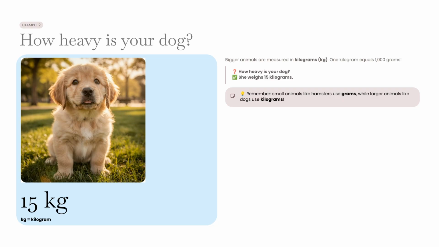Example 2. How heavy is your dog? It weighs 15 kilograms. Bigger animals are measured in kilograms. 1 kilogram equals 1,000 grams. Small animals use grams. Bigger animals use kilograms.